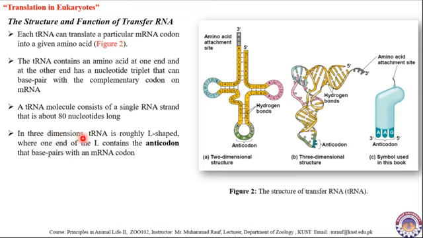In 3 dimensions, transfer RNA is roughly L-shaped, where one end of the L contains the anticodon that base pairs with an mRNA. So in the 3-dimensional structure you can see this is L-shaped, and at its 3' end there is an amino acid attached, and on the other end there is an anticodon loop which interacts with messenger RNA.